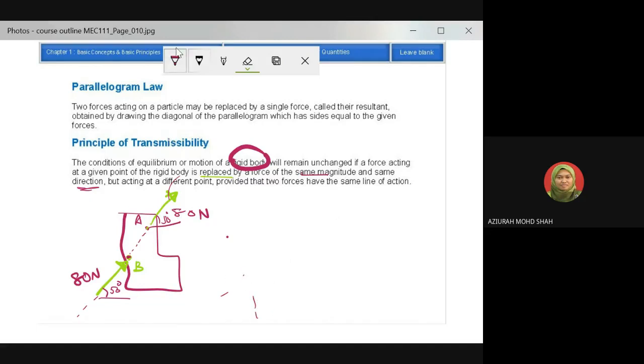Okay, selalunya sekejap je. Okay, but acting at a different point. So acting at different point. So you boleh katalah principle of that. This is what we call principle of transmissibility.